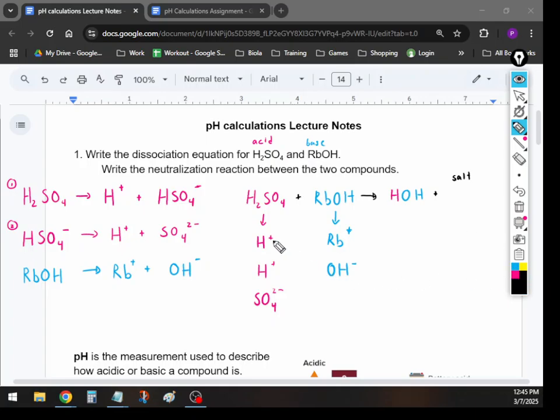If you take a look, the H and the OH, we said, react, right? So these two are going to make water. This is where we get the HOH. And we have an extra hydrogen hanging out by itself, right? So in order to balance that out, we have to add another RbOH. So Rb plus and OH minus.